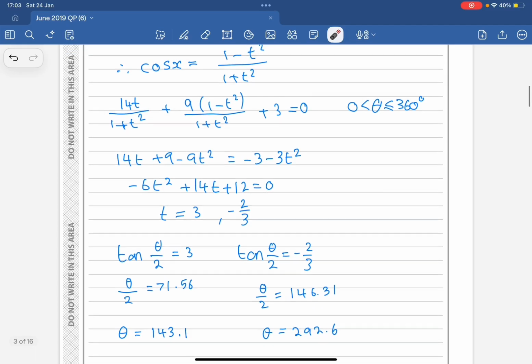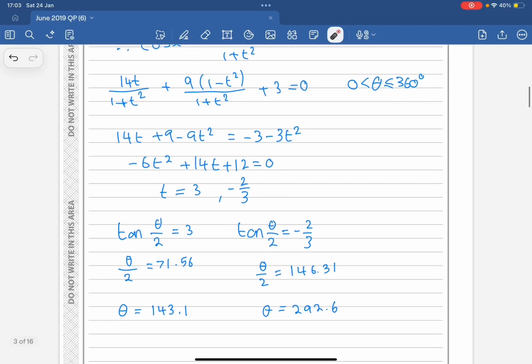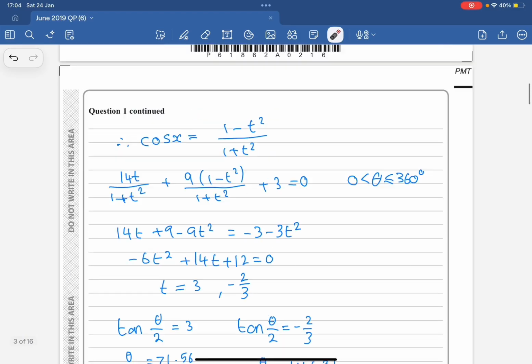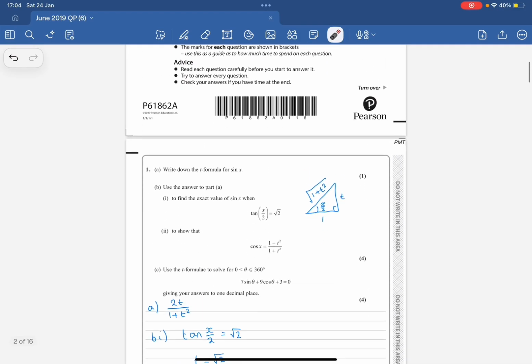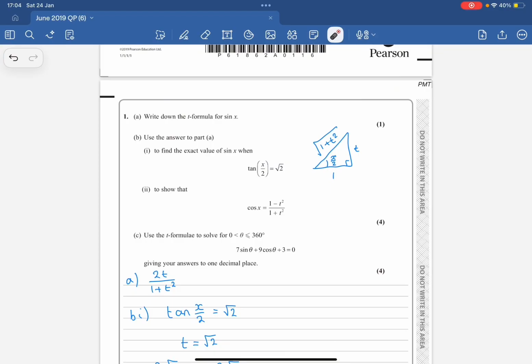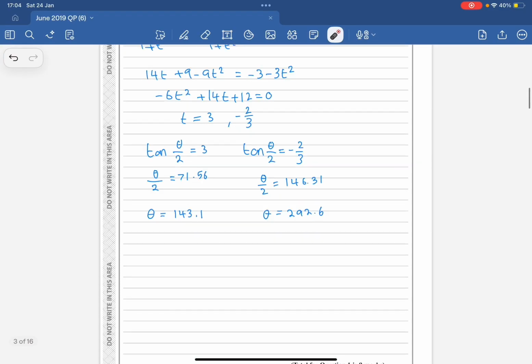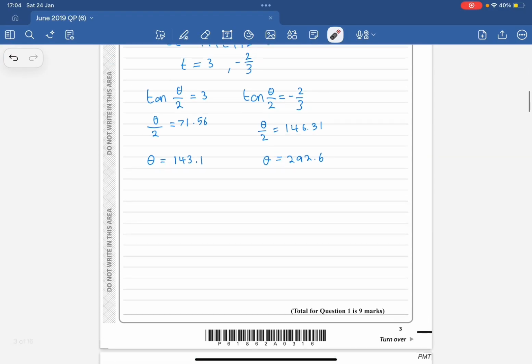Similar thing happens with the minus 2/3 as well. The first solution we get will be negative, so if we add on 180 degrees, we'll get our first positive solution. But then when we times that by 2, we're already at 292 degrees. So it's clear we're not going to have an extra solution in that range. Therefore, our only two solutions are 292.6 and 143.1.